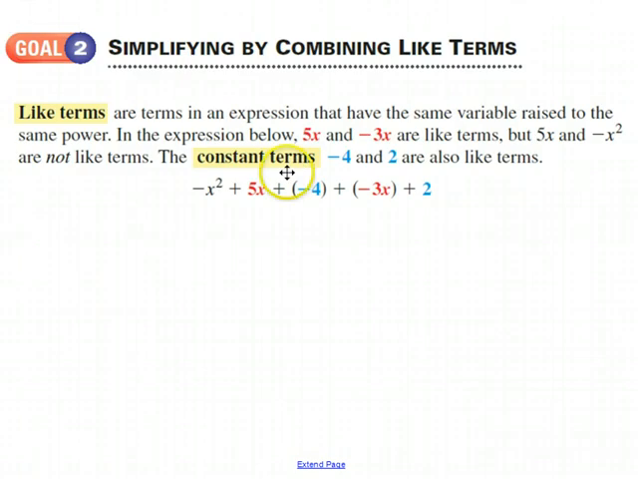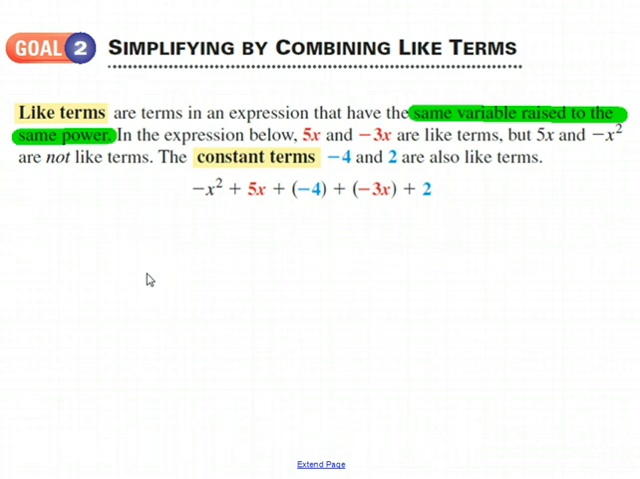Let's get started. First of all, like terms, as it indicates here, are ones that have the same variable raised to the same power. So for example, 5x and negative x squared in this are not like terms. Yes, they both have the same x variable, but they're not raised to the same power, so those can't be combined. Also, just for vocabulary purposes, I'll refer frequently to constants and constant terms.